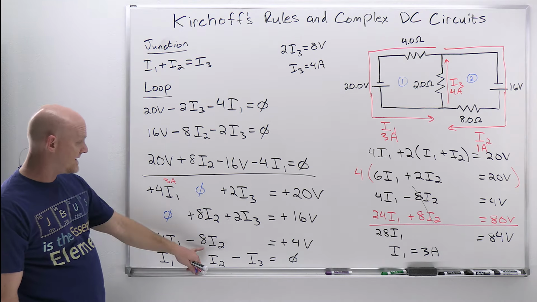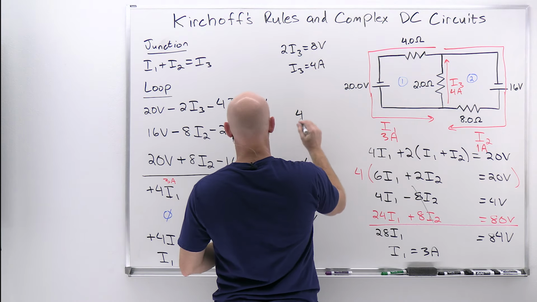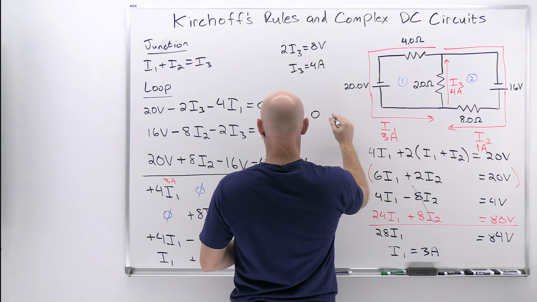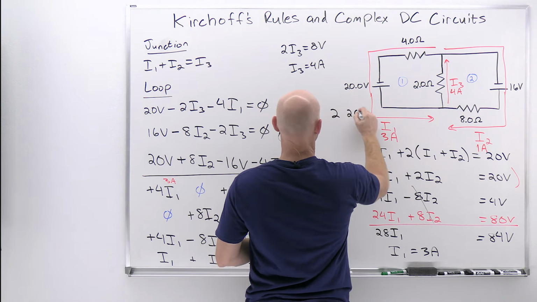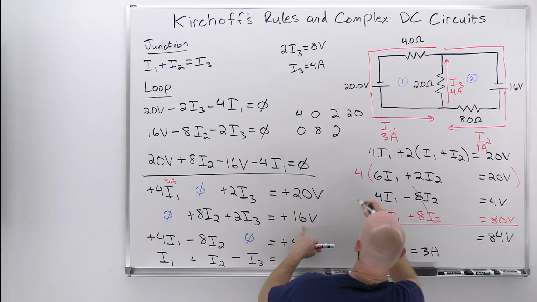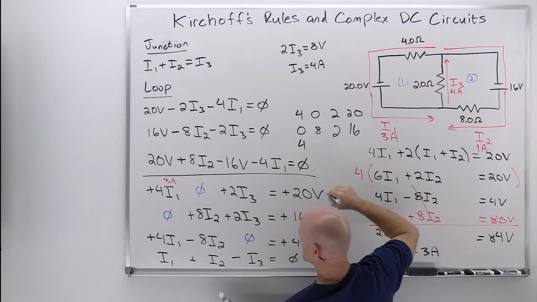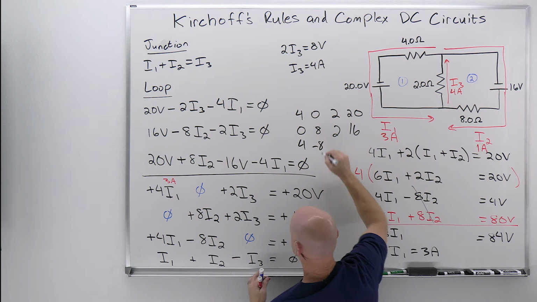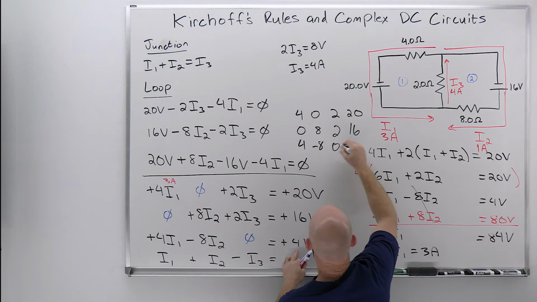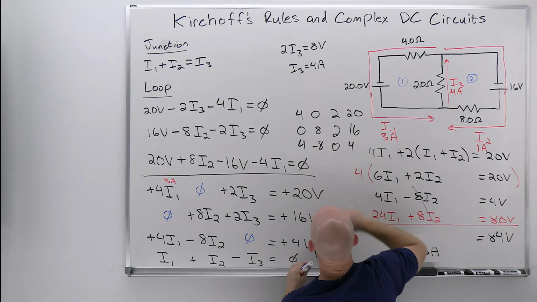So let's write that out again. We've got 4, 0, 2, and 20. We've got 0, 8, 2, and then 16. We've got 4, -8, 0, and 4. And I'm running out of room here. You know what? Let's just erase this and give ourselves just a little bit of room there. And finally, last one, 1, 1, -1, 0.